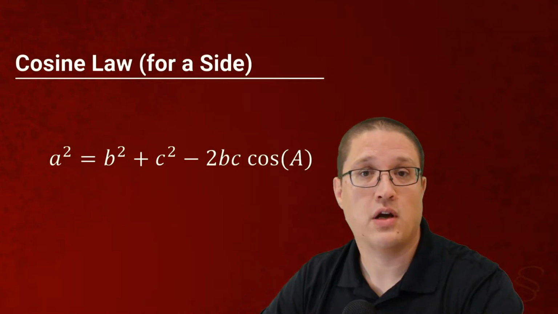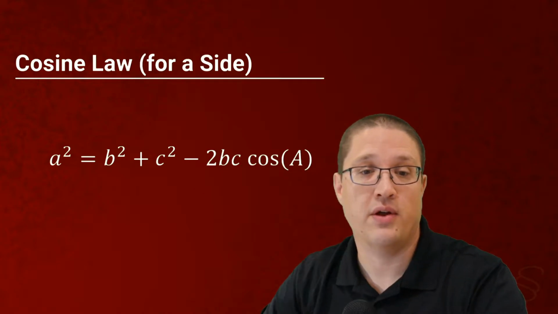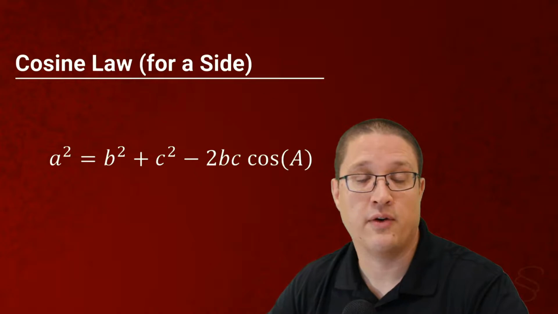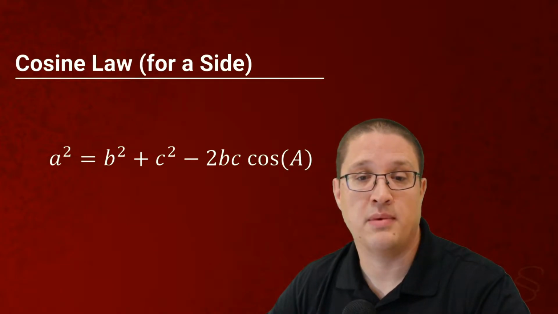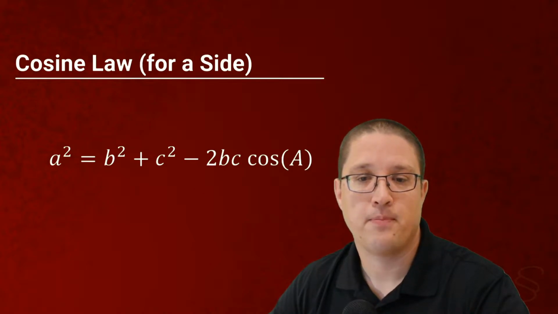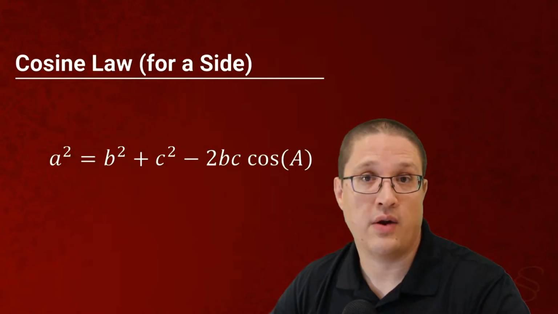Now our formula for cosine law looks a little different from sine law, but it does look very familiar. The first part of this formula is the same as Pythagorean theorem. A squared equals b squared plus c squared. However, we have to add this extra term at the back, minus 2bc cos A, in order to use this for a non-right angle triangle. Also, please note, this is the cosine law to solve for side A. If you're solving for side B or C, you'd switch things around a bit.